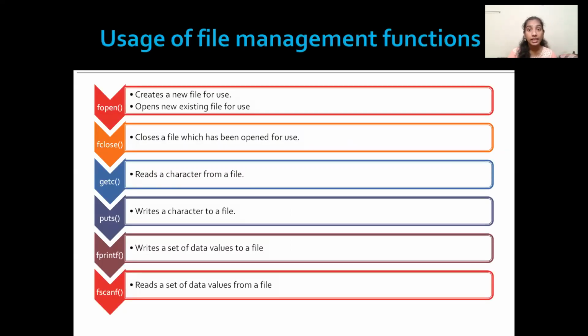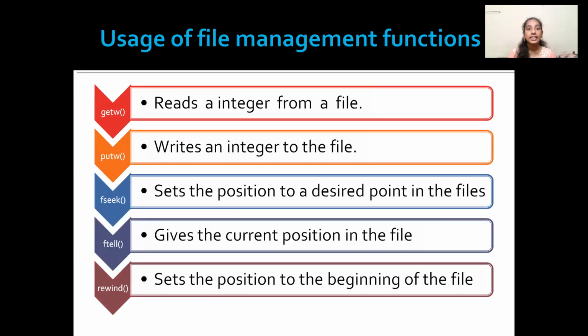Now let's see some file management functions. What are these functions and what is the use of these functions? Now, fopen. fopen is a function which creates a new file for use or opens an existing file for use. Now, fclose. fclose closes a file which has been opened for use. Then getc reads a character from a file. putc writes a character to a file. fprintf writes a set of data values to a file. fscanf reads a set of data values from a file.